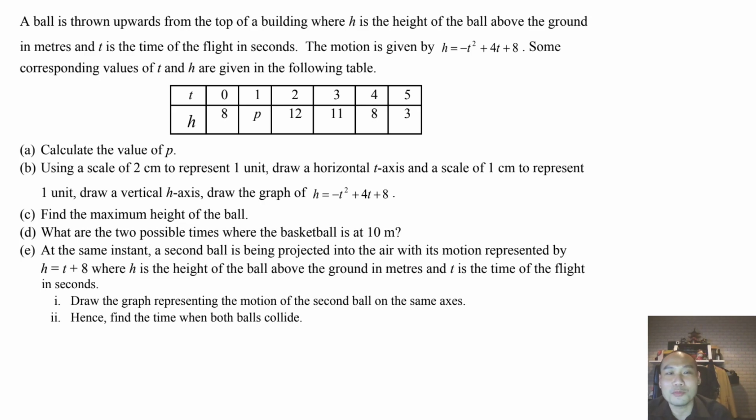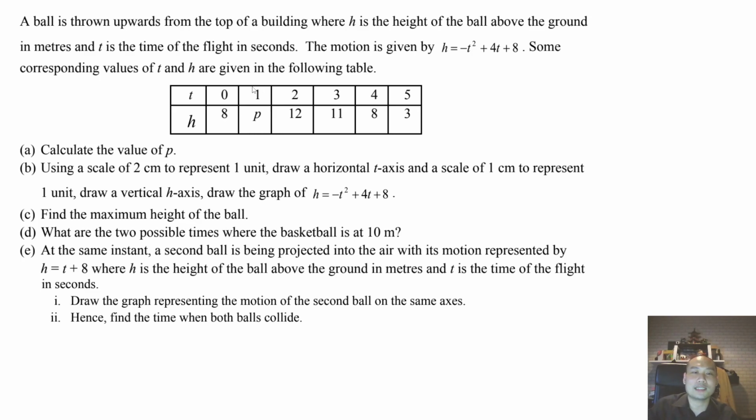So a ball is thrown upwards from top of building, and this time around, instead of using x and y, we use the letter h and t. Nothing wrong with doing that, right? So h represents the height, t represents the time that the ball is in flight. So the function is given as h equals to negative t squared plus 4t plus 8. Same situation. There are some unknowns in the table that you need to find. In this case, there's a p over here.